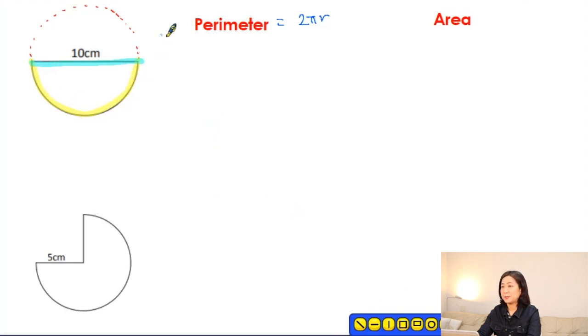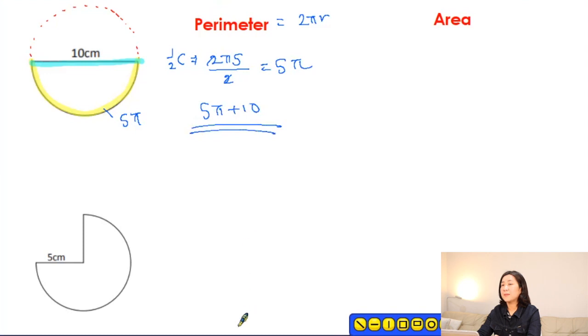Okay, now let's calculate the yellow part. As we already know, the yellow part is half of the circumference of the circle, right? So 2 pi r is 10 pi, then you divide by 2, then 5 pi is the half of the circumference of this circle. Then now we need to add up the 10. This is the perimeter of the shape.